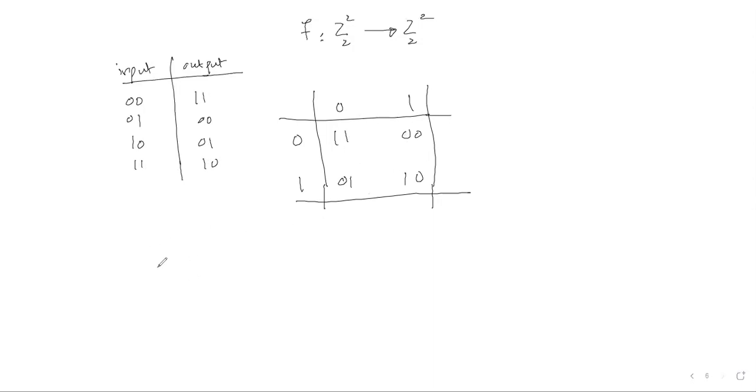So if I elaborate this with the help of another, more generic example, the function maps two inputs onto two outputs. This can be written with this as the row and this as the column, with the row index and the column index.